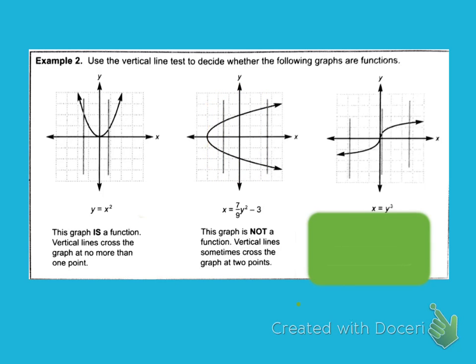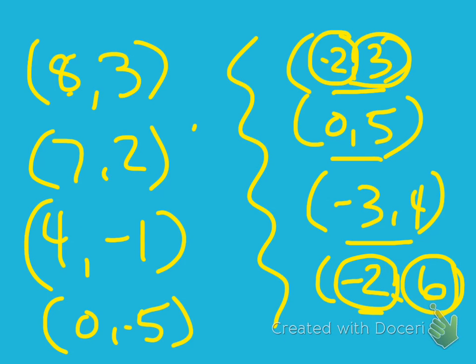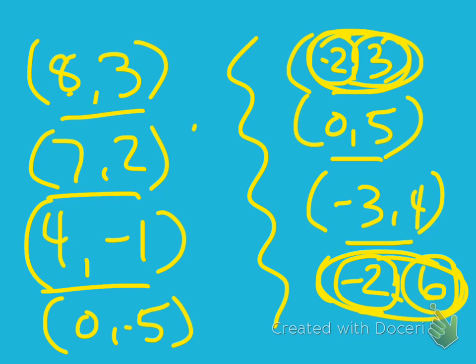Okay, so let's look at this last one. What does it say? Pretty much what the first one said. It says the graph is a function. The vertical line crosses the graph at no more than 1 point. And so this is the basics of a function. If you have ordered pairs, which are back here, if every x only has 1 value of y, like this one did, it's a function. But we noticed when we came over here that -2 had a 6 and a 3 partner, and it can't. It can only have 1.